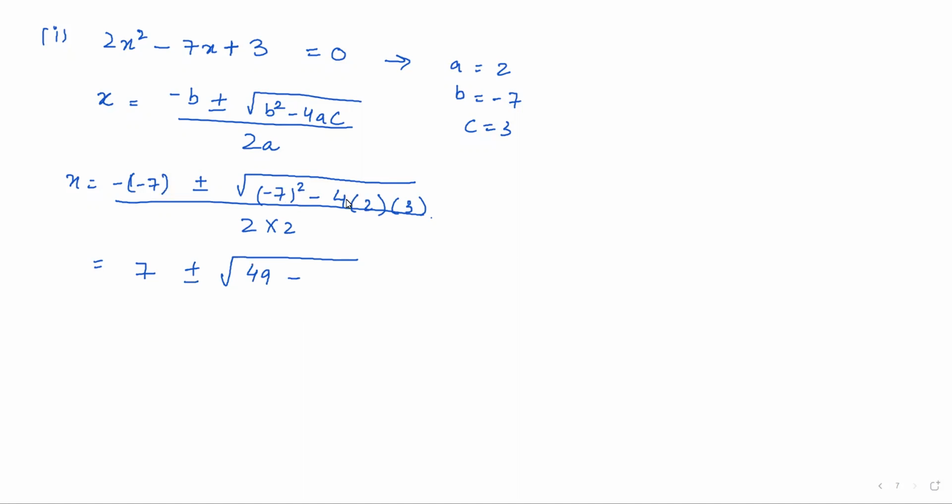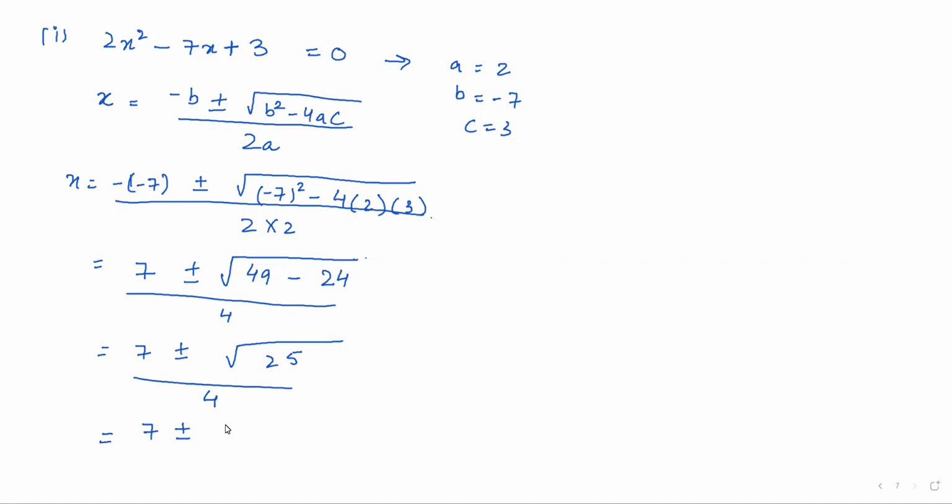Minus 4 into 2 is how much? 8 into 3 is how much? 24, right? Divided by 4. Okay, so this is 7 plus minus 49 minus 24. How much you will get? 49 minus 24 is 25. Then 2 into 2, 4. So 25 divided by 4, right? So this is 7 plus minus. Now under root 25 is how much? 5, and divided by 4. Yes?